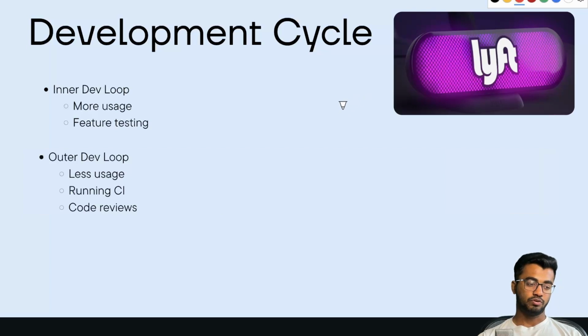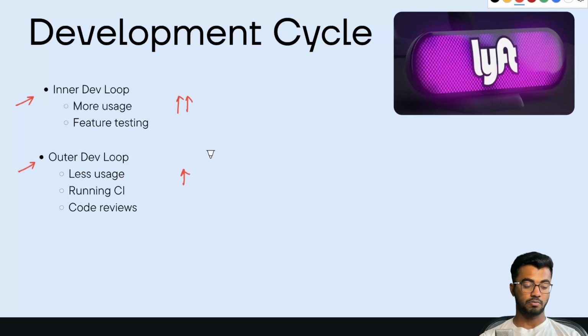The second part is the outer dev loop, where they need to seek code reviews and run the whole thing on the code integration pipelines and all that. If you think about this, the inner dev loop is used more often than the outer loop, because once you know that your feature is working, you will promote it to higher environments like QA, staging, or pre-prod. So it has a much higher usage in comparison to the outer dev loop.